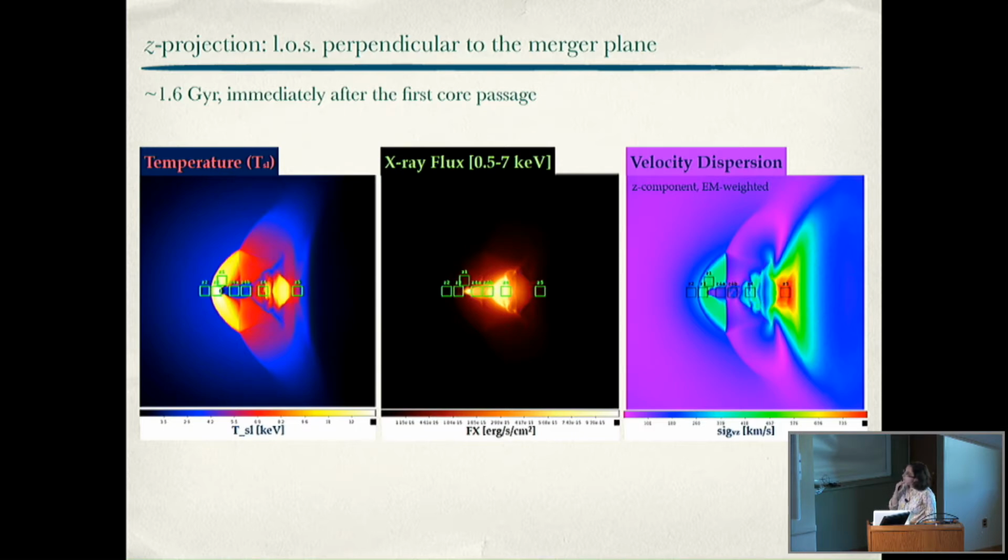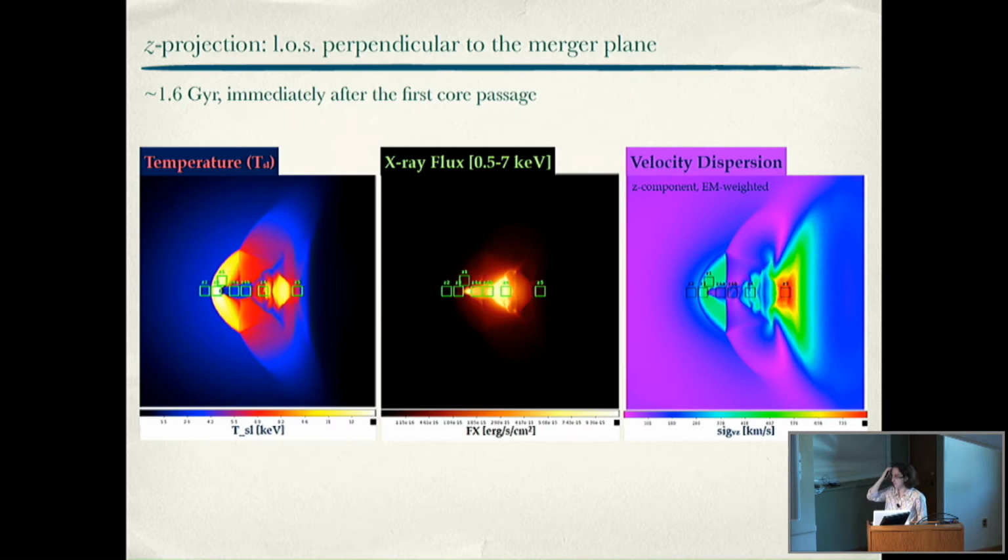So looking at the results from the simulation, these are again z-projected maps, so the line of sight is perpendicular to the merger plane, at the snapshot I was telling you about before. This is again the temperature map like before. This is X-ray flux estimated directly from the simulation, so no instrument convolved here. And this is a map of the velocity dispersion along the line of sight. These pointings here are 7 pointings that we chose in order to map the system essentially along the axis of the merger, with 1 pointing off of it.